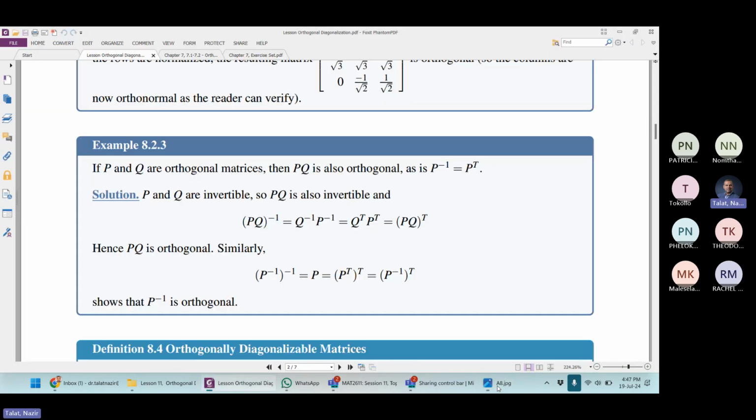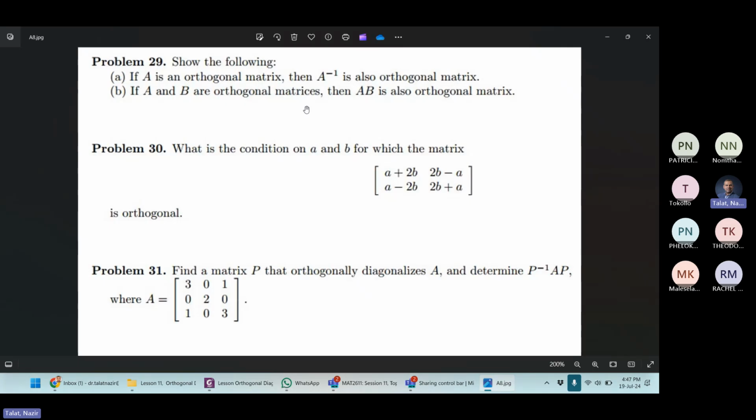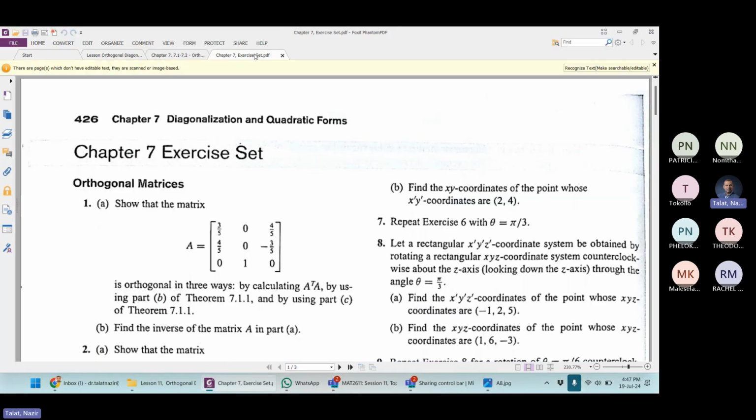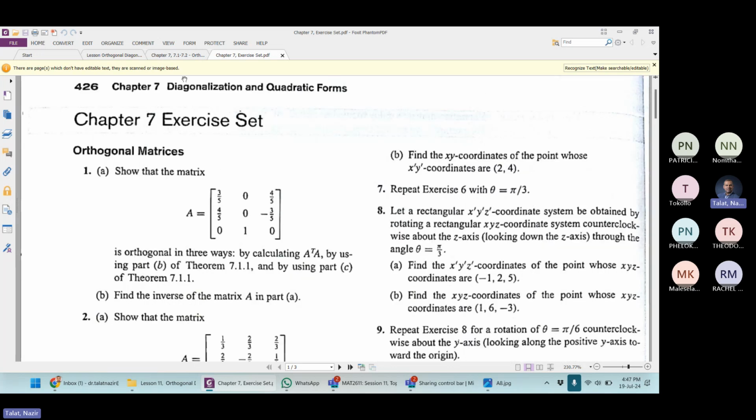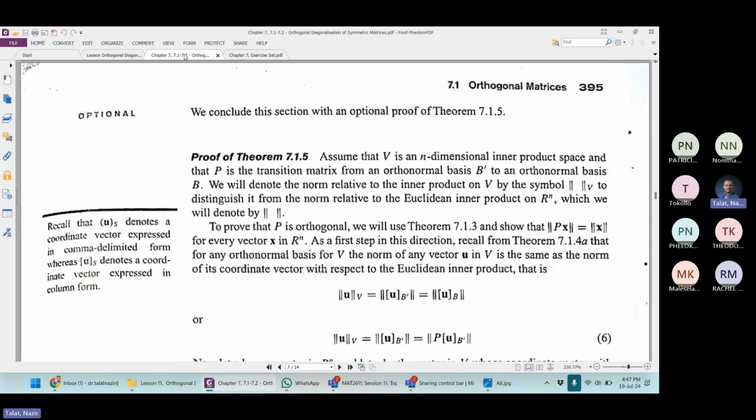So the conclusion is that for problem number 29, you need to prove it in general, not show the proof as an example. You can see that there are some proofs and results mentioned here, and they are always stated in the general form.